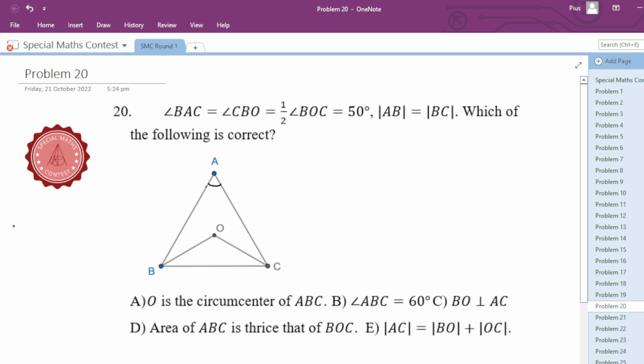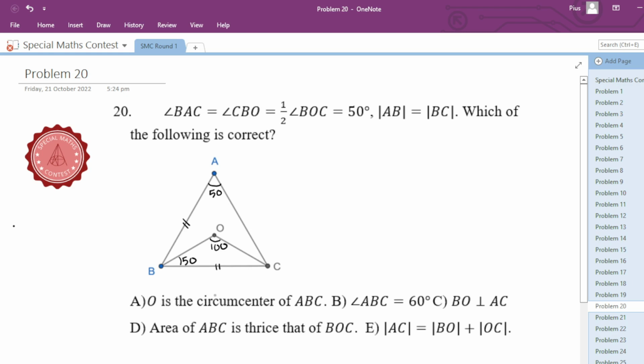We have BAC as 50 degrees, CBO as 50 degrees, and half BOC is 50, so BOC itself will be 100. We also have that AB is equal to BC.